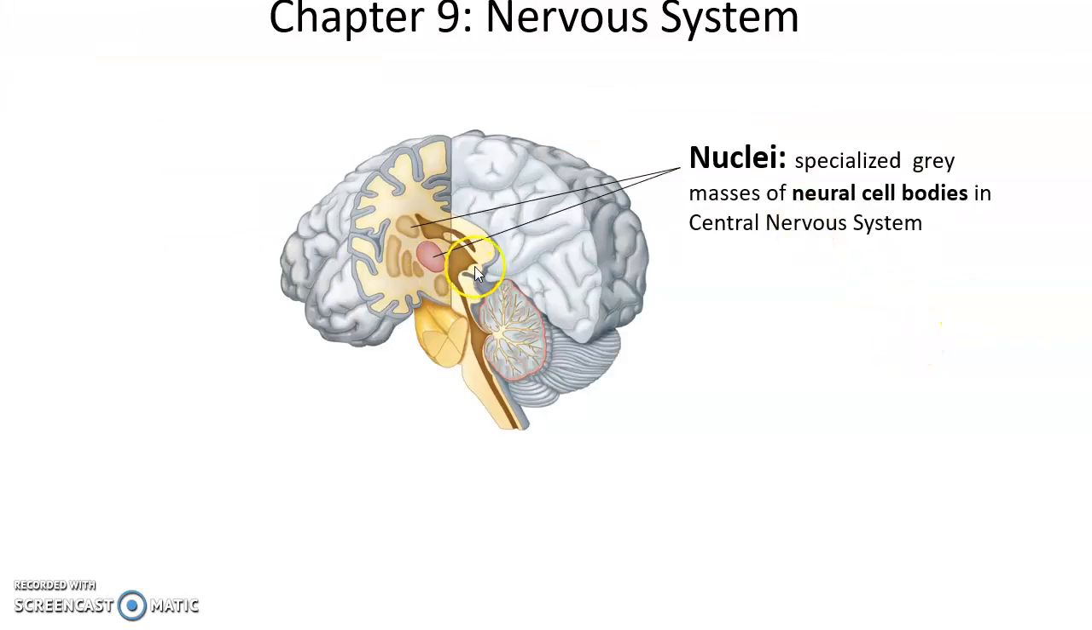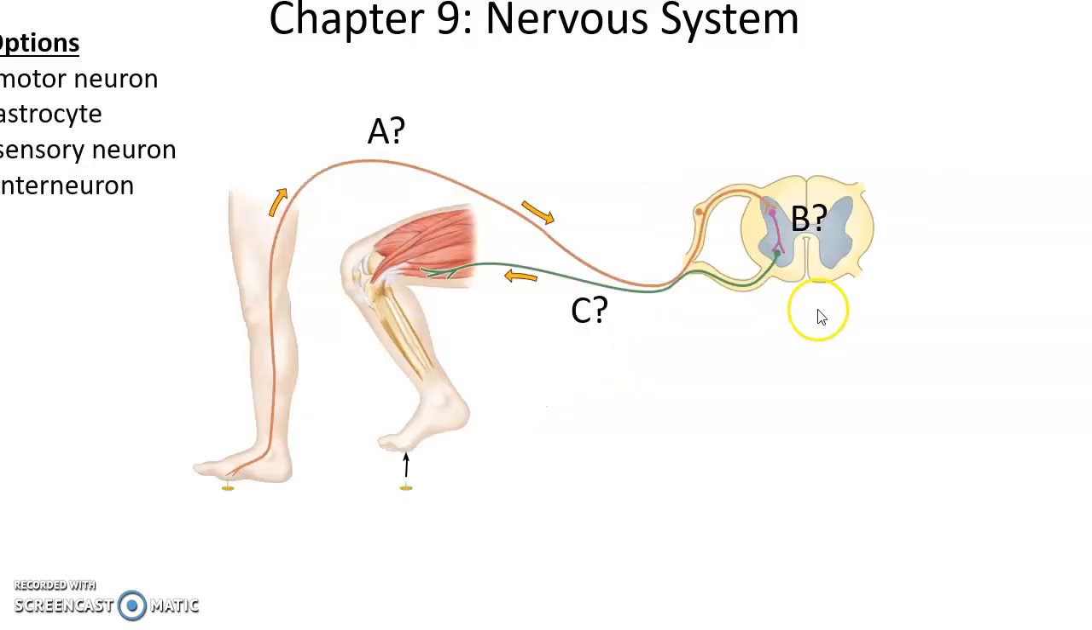Nuclei. Here's another vocabulary term. Nuclei are specialized gray masses found in the central nervous system. Since they're gray, that means there are lots of neural cell bodies in these locations. So a nucleus is a gray mass within the white matter of the central nervous system, composed of neural cell bodies.